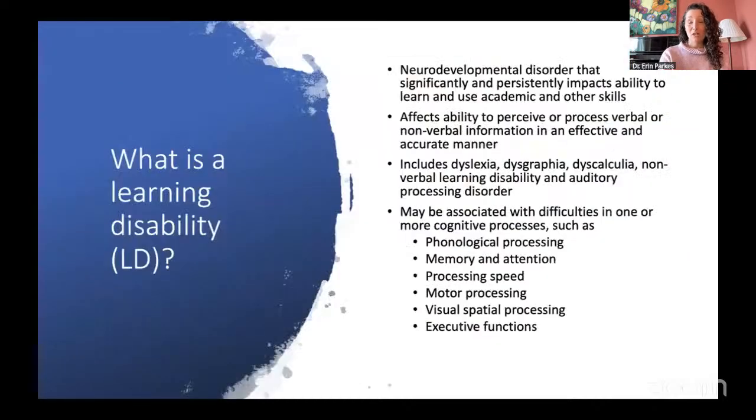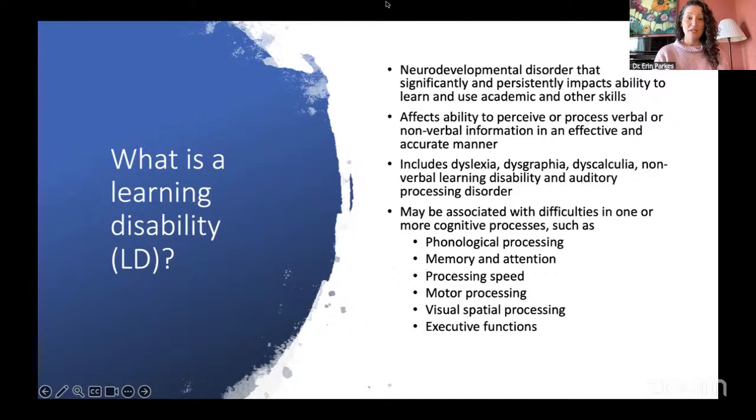So first of all, what is a learning disability? A learning disability is a neurodevelopmental disorder that significantly and persistently impacts the ability to learn and use academic and other skills. And so today we're going to talk about the ways that it can impact the ability to learn, but also strengths that come with that and how it impacts music learning in particular. So it can affect the ability to perceive or process verbal or nonverbal information in an effective and accurate manner.